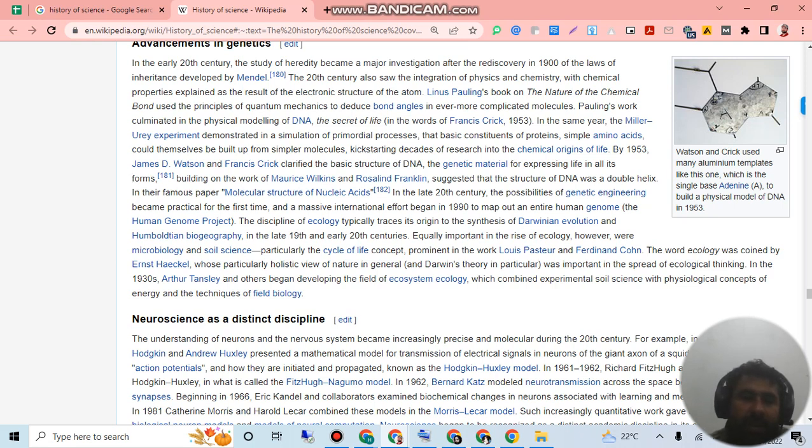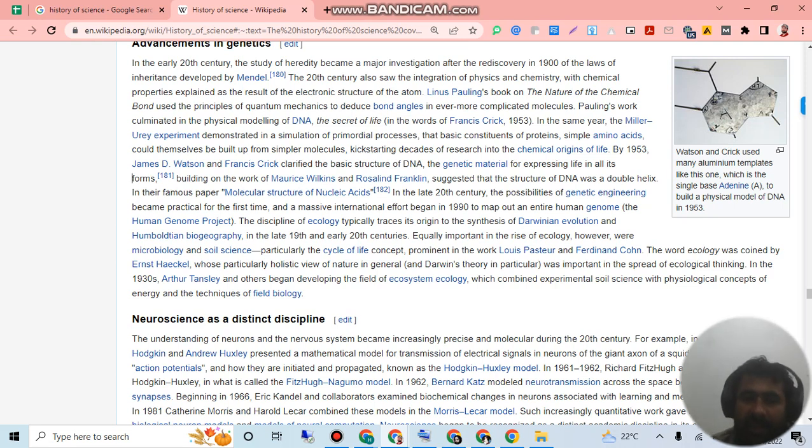The discipline of ecology typically traces its origin to the synthesis of Darwinian evolution and Humboldtian biogeography in the late 19th and early 20th century. Equally important in the rise of ecology were microbiology and soil science, particularly the cycle of life concept, prominent in the work of Louis Pasteur and Ferdinand Cohn. The word ecology was coined by Ernst Haeckel, whose particularly holistic view of nature in general and Darwin's theory in particular was important in the spread of ecological thinking.